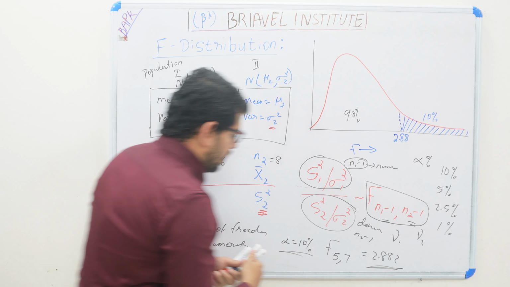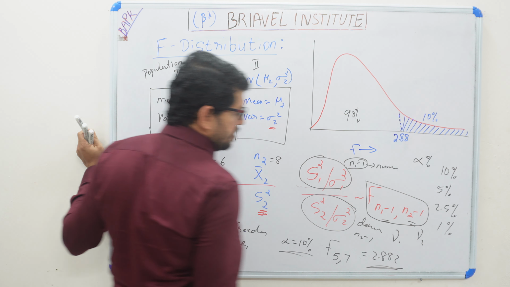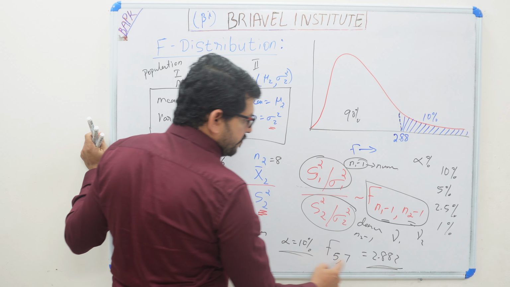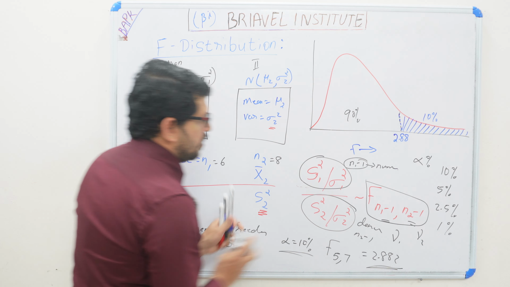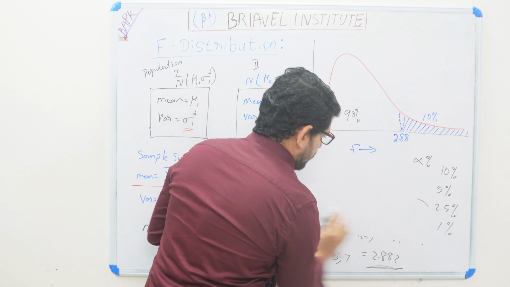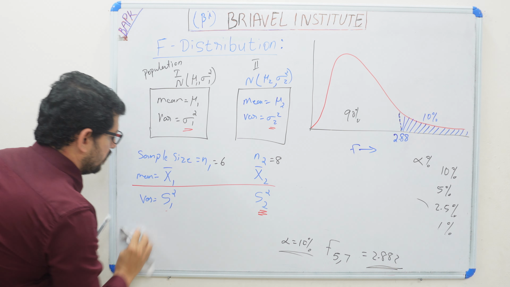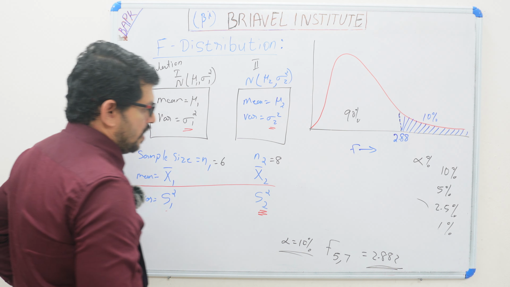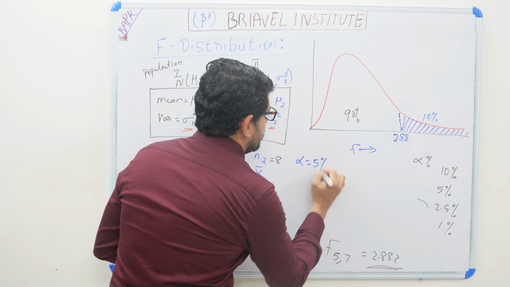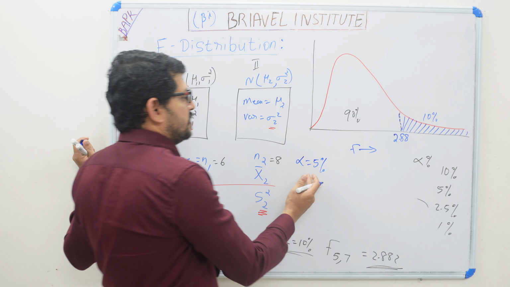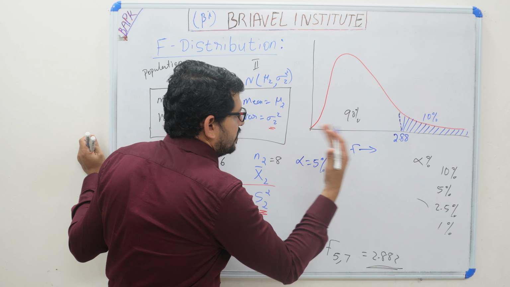Same we can check by reducing the significance level. I reduced my significance level to 5%. My degrees of freedom are the same, 5 and 7. I just changed my significance level. Just check here. For F 5, 7 with alpha equal to 5%, 95% should be inside our significance level, and 5% will be outside.